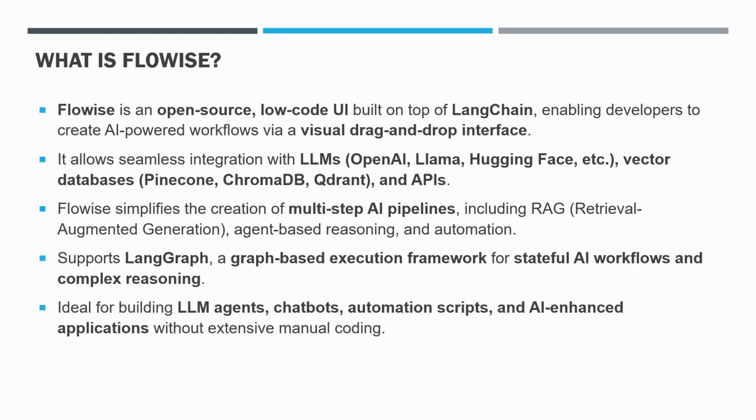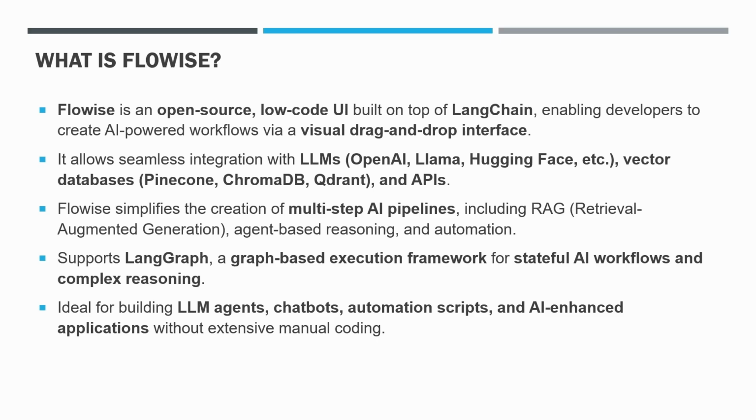What is Flowise? Flowise is an open source low-code UI built on top of LangChain. If you don't know about LangChain and LangGraph, they're very powerful tools. But with Flowise, it works very easily, and it enables developers to use a visual drag and drop interface to create powerful AI agents. It also offers integration with hundreds of LLMs, so any LLM you can think of, like OpenAI, Llama, Hugging Face, is there. You can also use vector database integrations like Pinecone, ChromaDB, Qdrant, and other APIs. And of course, you can integrate with tools.